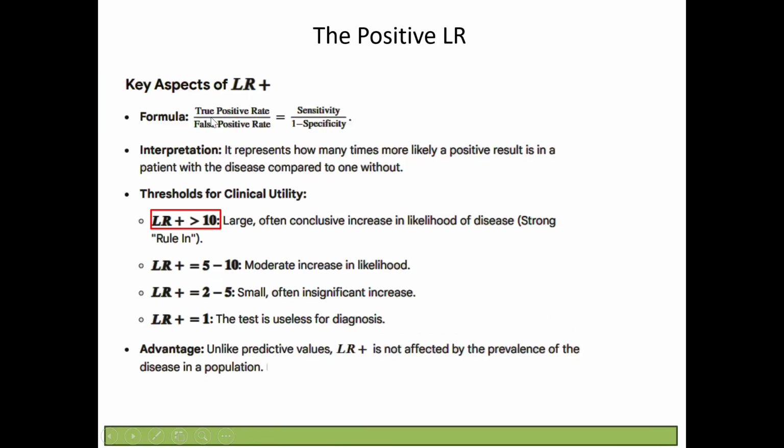So for the positive likelihood ratio, this is the formula. If it is more than 10, then we can conclude that the likelihood of disease is very strong. So it is for ruling in the disease. Unlike predictive values, likelihood ratio is not affected by prevalence of the disease in population.